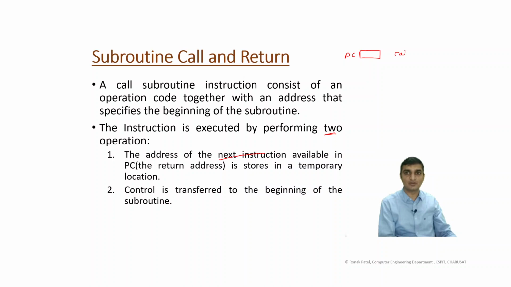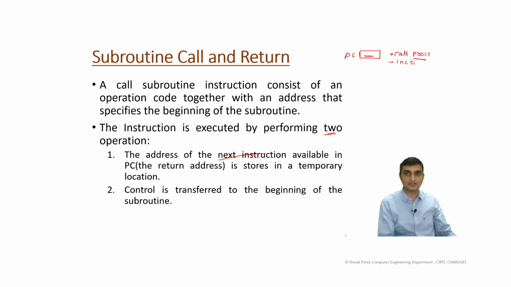Suppose you have a call PROC1, and after that you have an INCSI. When your CPU is executing this instruction, at that time in the program counter, the next instruction, that is INCSI, its address will be stored here. So whenever you execute this, what happens? The next instruction will not be this INCSI. It will be this PROC1. That subroutine will be executed.